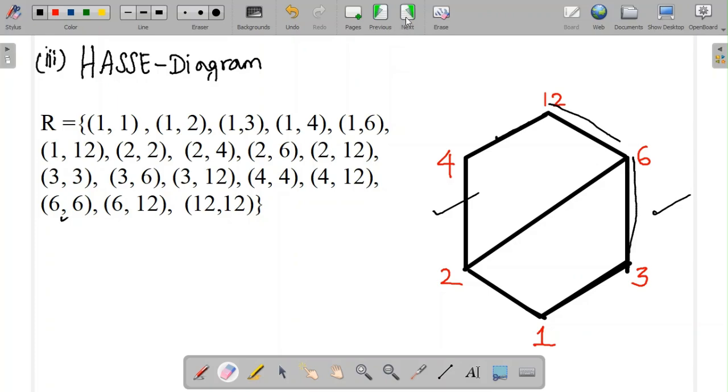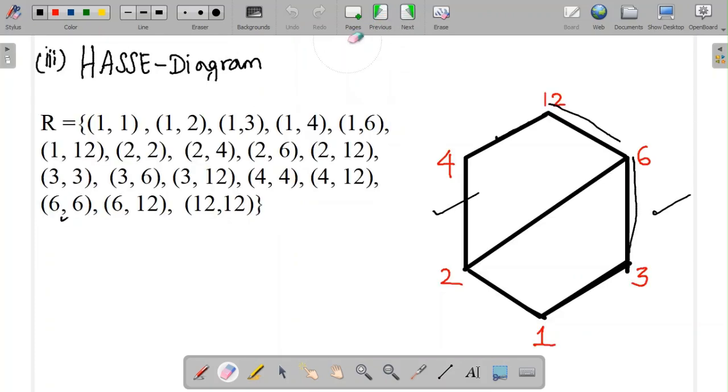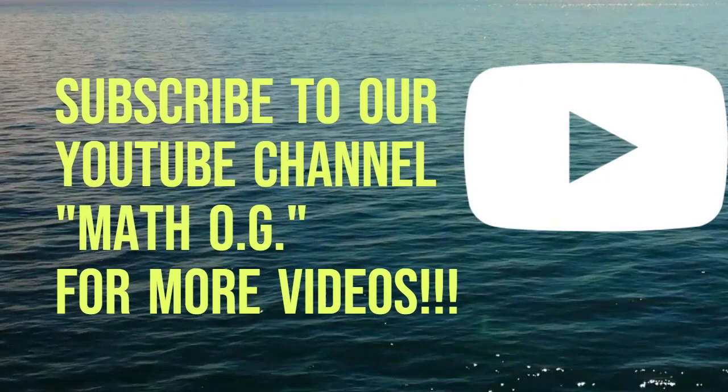So that was this video lesson on partial orders and various aspects of partial orders. In the next video, we'll discuss how to identify the nature of a recurrence relation and solve it using simple math techniques. Thank you.